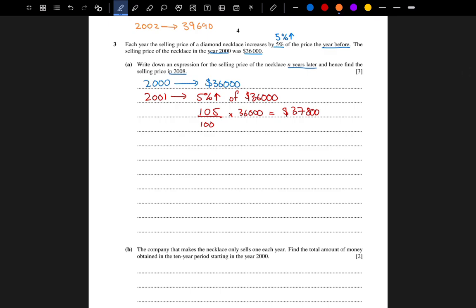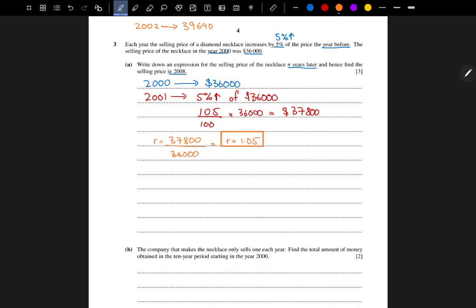Now, looking at the question, we can see that since it is a percentage increment, this must be a geometric progression and not an arithmetic progression. To verify this, we can use these three selling prices that we have found to find the R. If we use the first 2 years' selling price, then we will have to write it as 37,800 upon 36,000, and this gives us R equals to 1.05.